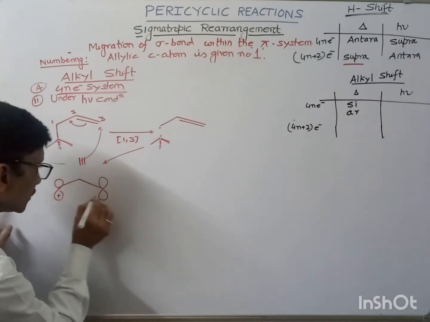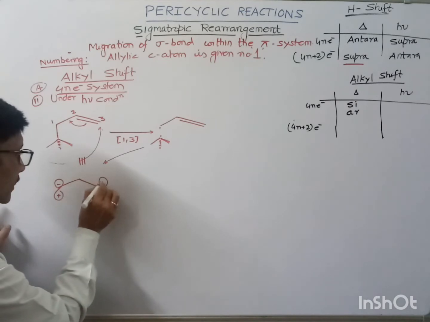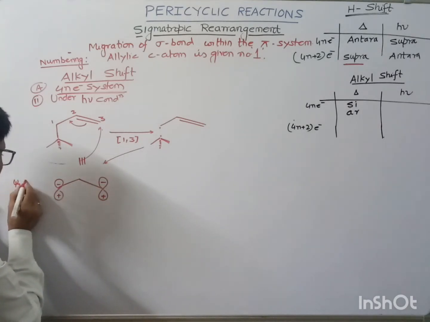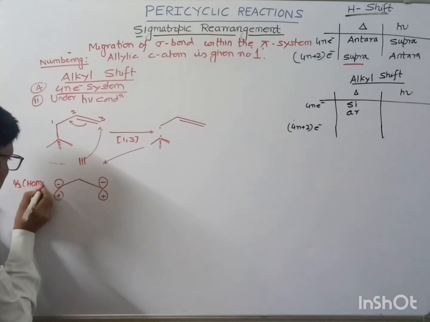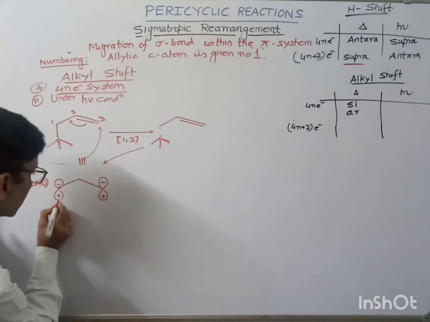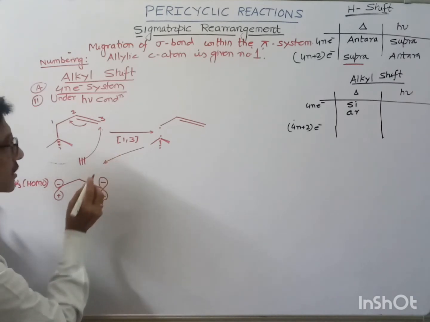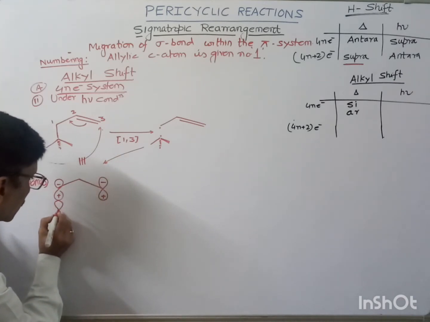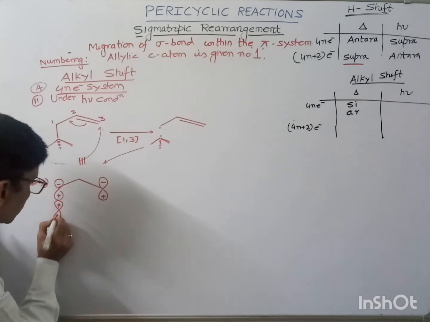Psi3 means positive, positive, negative, negative, and the orbitals should have the same sign. And this is our psi3, that is HOMO. And the interaction here that will take place is this one. How will the bond breaking take place now? Let us see.